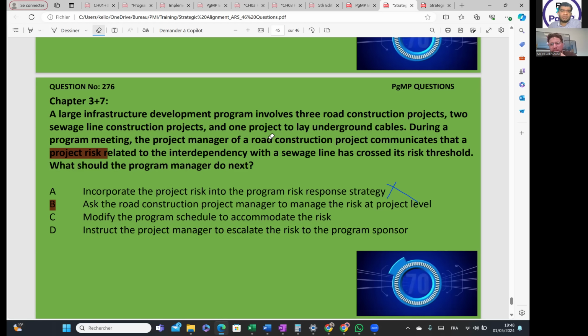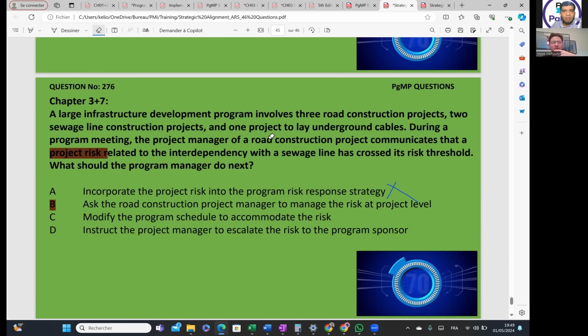During the program meeting, the project manager of a road construction project, which is your component number one, communicates that the project risk related to interdependency with a sewerage line has crossed its threshold. It means the project risk of project one is now going to affect the project risk of project number two, right? So first he has to go to the program. Repeat it, what does that mean?